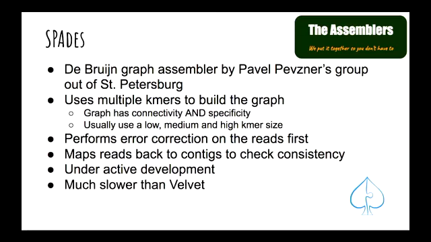The only problem is it runs slower than Velvet because it has to do all this extra stuff rather than just building a de Bruijn graph and simplifying it. But that's okay. You don't need to run it multiple times.